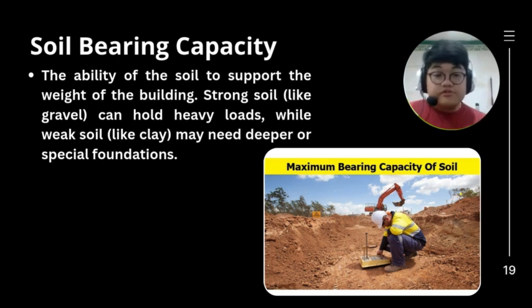For the first factor, soil bearing capacity, this is the soil's capacity to support the weight of a building. When choosing the foundation and footing, you really have to check whether the soil is able to bear the load. Say gravel. Gravel is stronger in comparison to say clay. And when there's mostly clay, this will be unable to hold bigger weights. And this will in turn lead to the need for a stronger or deeper foundation and or special foundation methods.